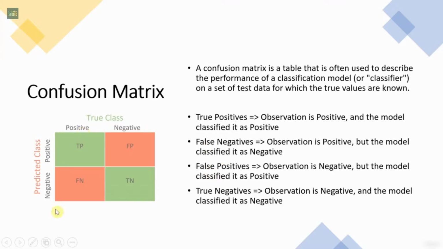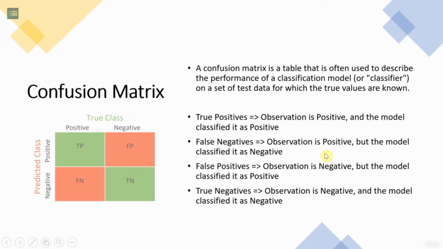Now, if you see the table on the left, this is how a confusion matrix looks like. You have the true class and the predicted class here on the x and y axis respectively, then the positive and negative, and the negative and positive here, right? True positives, false positives, false negatives and true negatives lined up respectively. So what are these true positives? True positives are basically where the observation is positive and the model classified it as positive.